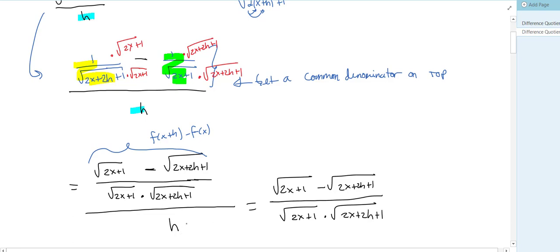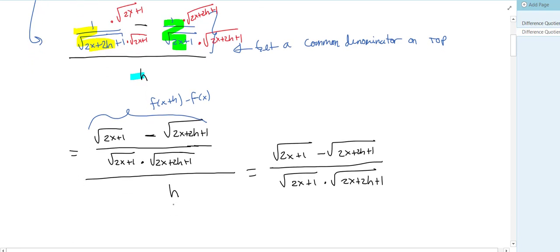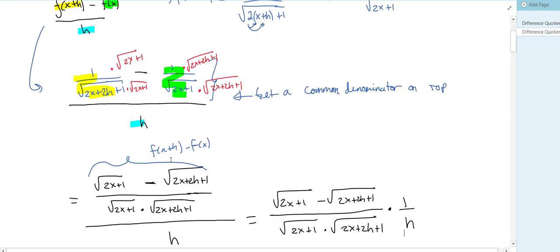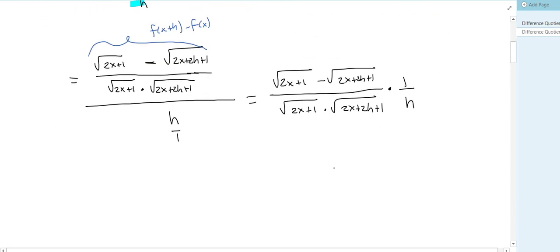And then instead of dividing by h, when you have a fraction divided by another number, you can say that fraction multiplied by the reciprocal of whatever's on the bottom. The reciprocal of h, well, h is really h over 1. So the reciprocal of h over 1 is really 1 over h. So multiplied by 1 over h. My goal is to get rid of this h, that's the original h from the difference quotient formula, that h highlighted in blue. So that's my goal, to eliminate this h.